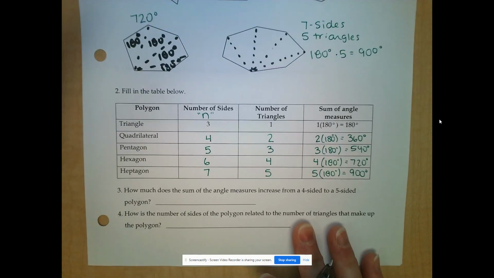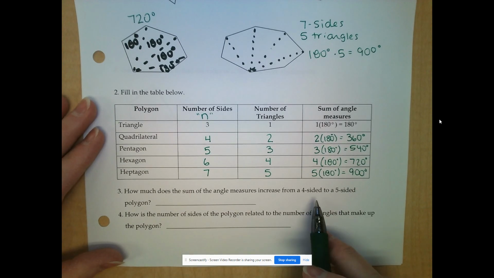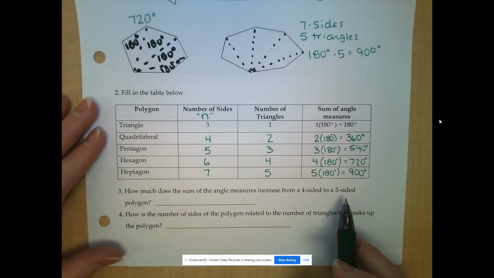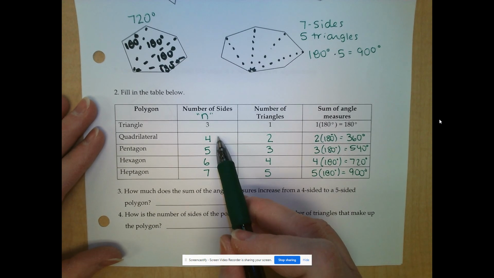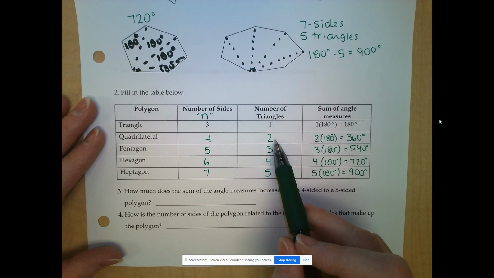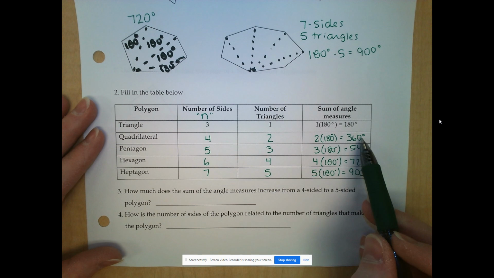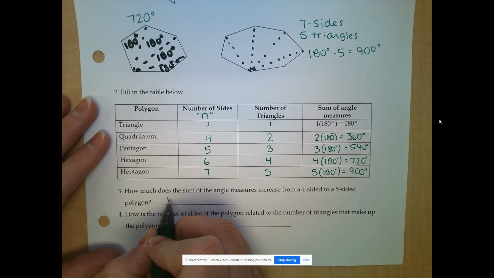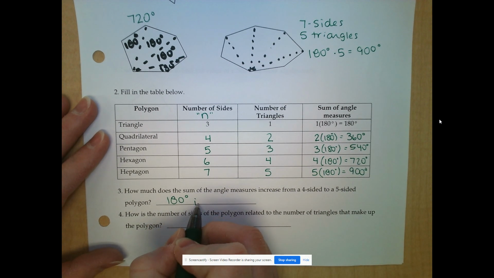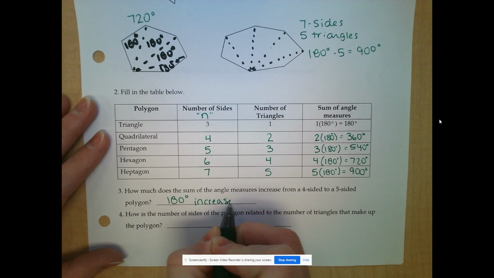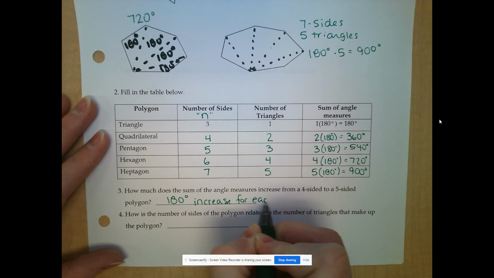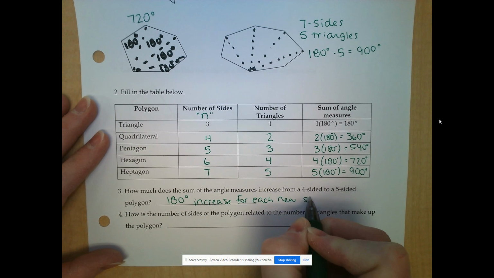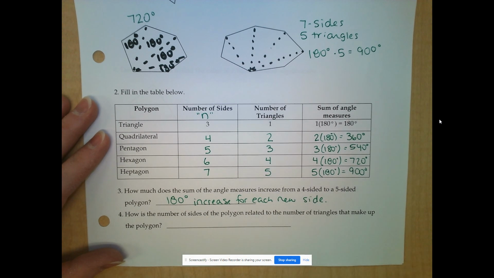How much does the sum of the angle measures increase from a 4-sided to a 5-sided polygon? So we said every time you add a new side from 4-sided to 5-sided, you add a new triangle, which means you also add a new 180 degrees. So it's a 180-degree increase for each new side.